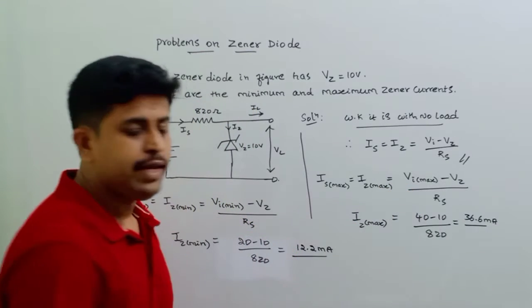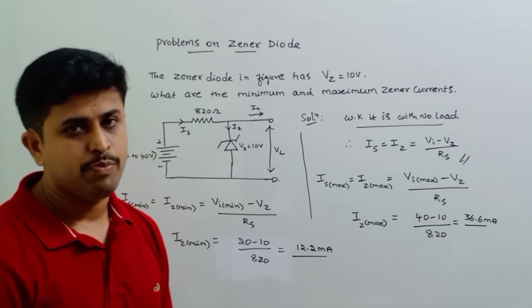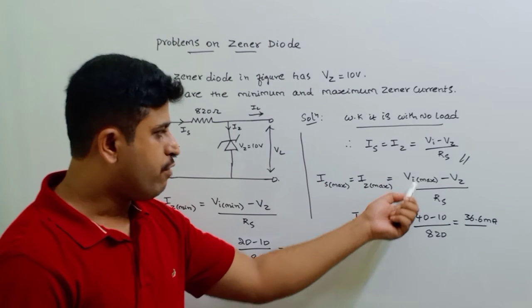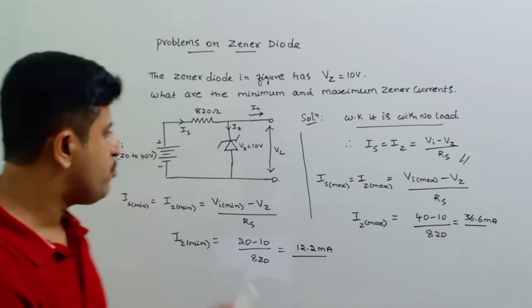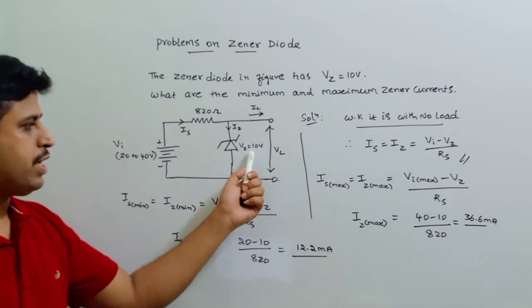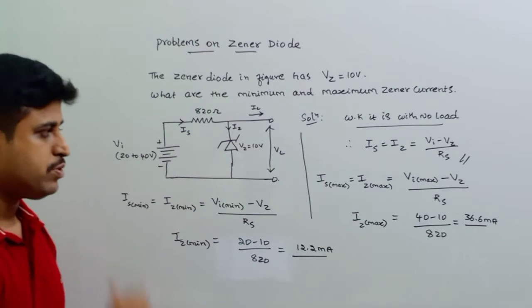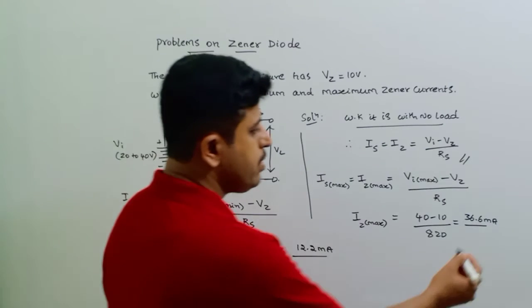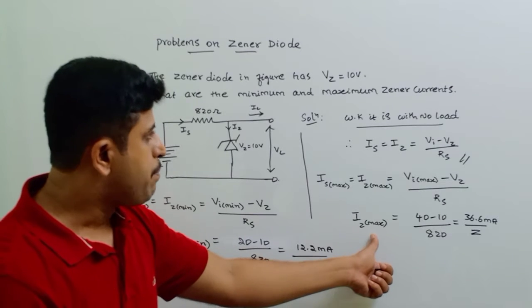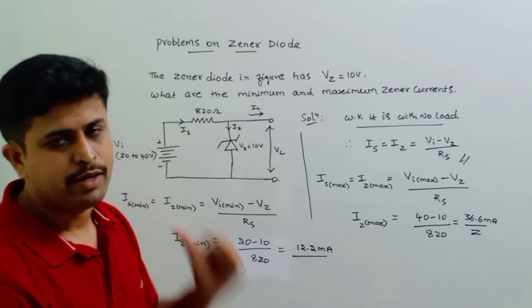So when I am calculating Iz max, at that time I need to substitute the maximum input voltage value, that is Vi max. So after substituting the maximum value of the input, which is already given in the circuit, that is 40 here, so 40 minus Vz, which is 10 here. We are substituting the value of Rs as 820. Once we substitute and calculate this, we get 36.6 milliamperes. That is the maximum Zener current that flows in this circuit.